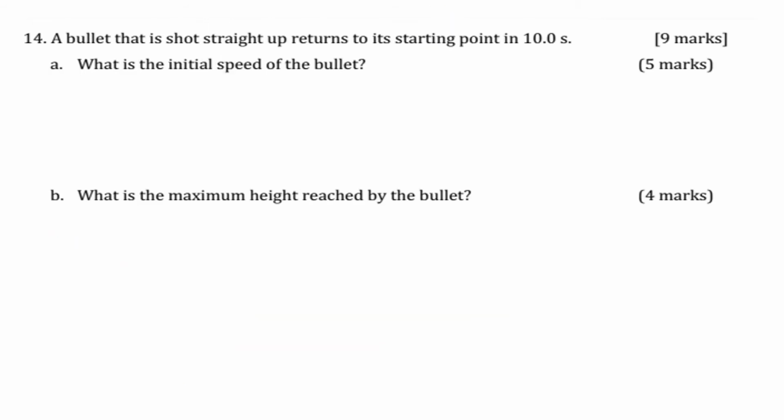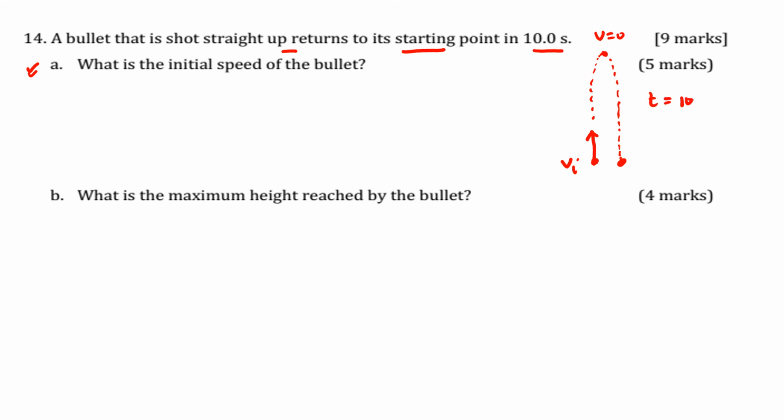A bullet is shot straight up, and returns to its starting position in 10 seconds. What is the initial speed of the bullet? If we're going to illustrate this, the bullet is being shot up with a certain initial velocity. It goes up and then it reaches its maximum height here where the velocity is 0, and then it goes back down to this position, and it takes 10 seconds.